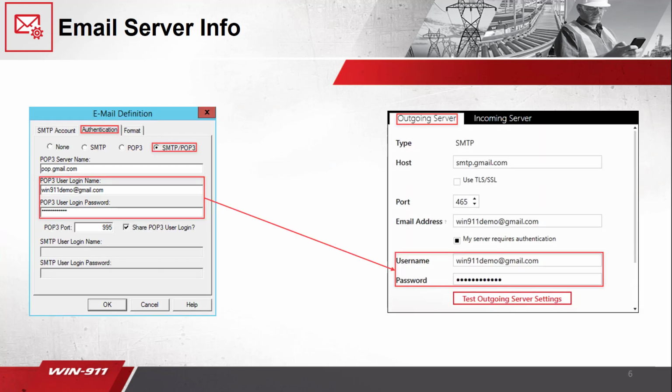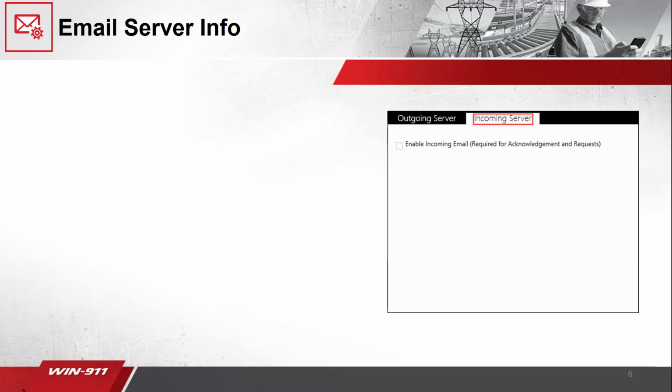In version 7, we switch over to the authentication tab. If you have this information typed in, we'll bring it over. But if you don't have it typed in, then obviously we won't. In this example, I've got my POP server typed in and the login information. So I'm bringing in the login information, and for the incoming server, it's disabled by default with the new Win911.